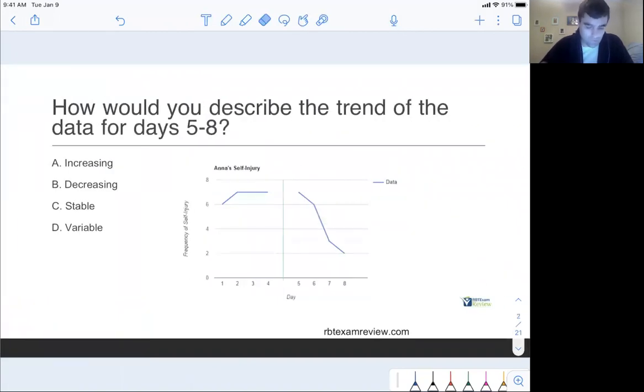Question 1. How would you describe the trend of the data for days 5 through 8? So basic graphing question here. They're asking about the trend of the data line, or data path, for a specific time, days 5 through 8. Where are our days? Right here, remember x-axis is time. And we're looking at 5 through 8. So how would you describe that trend?